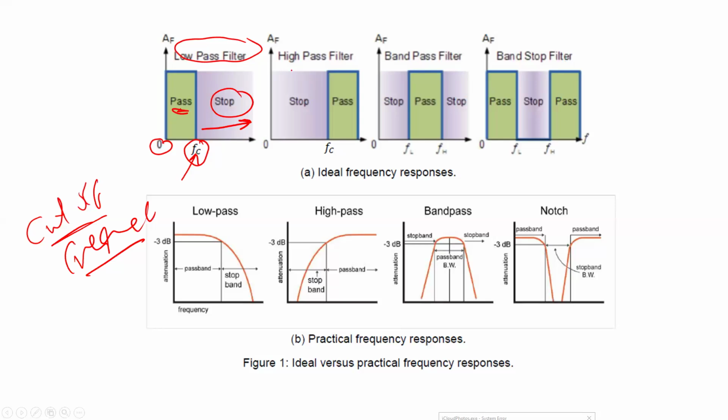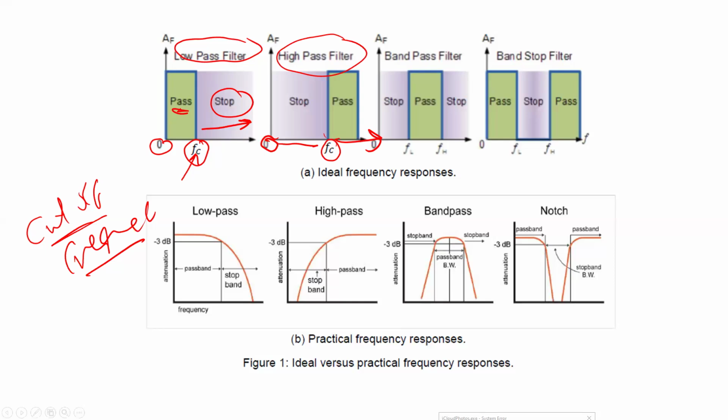If we see a high pass filter, this is how it looks. It should block all frequencies from 0 until a certain frequency, FC. And it should pass any frequencies greater than FC, from FC to infinity. It should work this way.